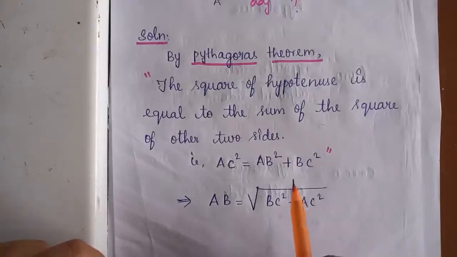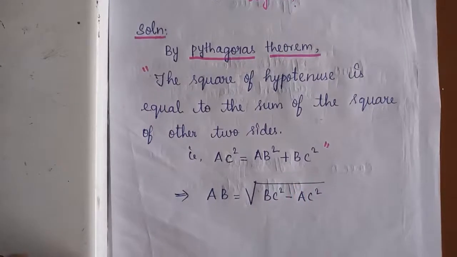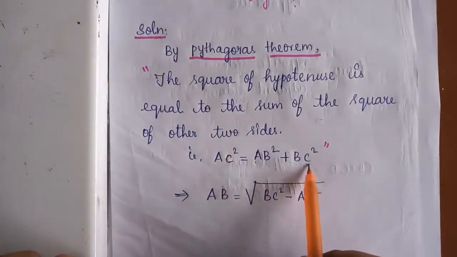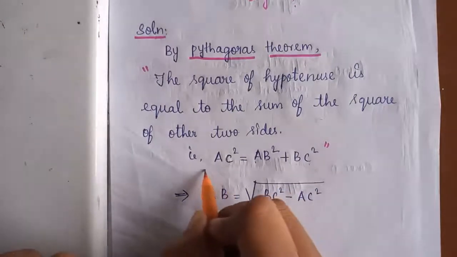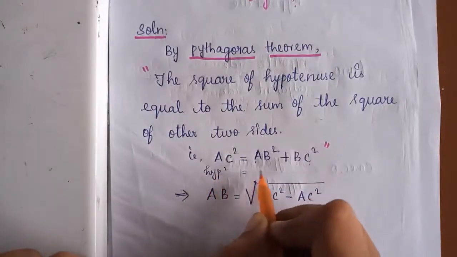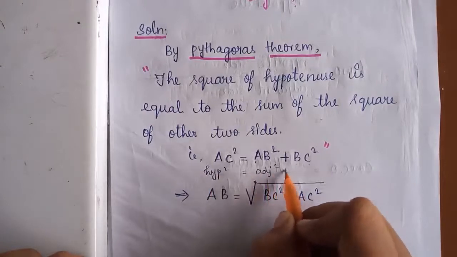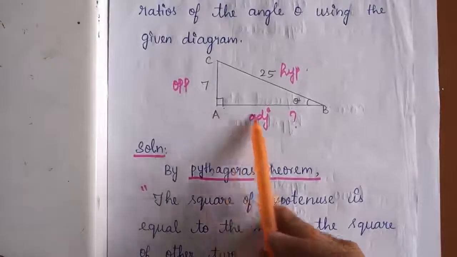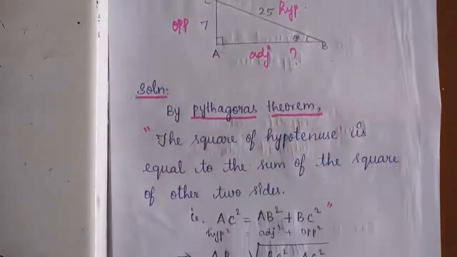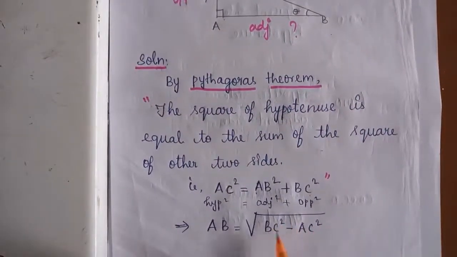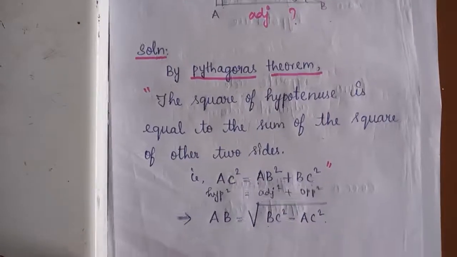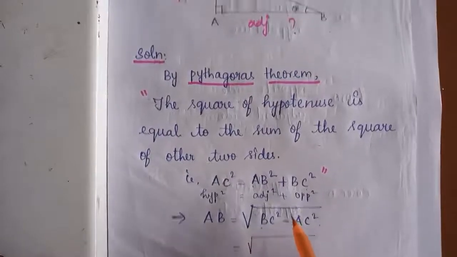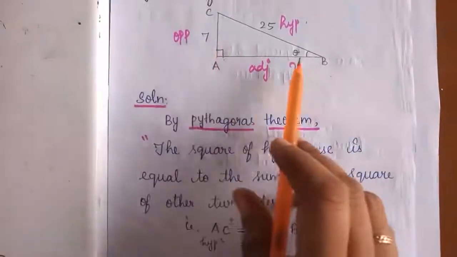For finding the value of adjacent side, you have to use the Pythagoras theorem. So AC square is equal to AB square plus BC square. This is hypotenuse, so hypotenuse square is equal to adjacent square plus opposite square. Here we don't know the value of AB. So AB is equal to root of BC square minus AC square, which is equal to root of the value of BC. The value of BC is 25.